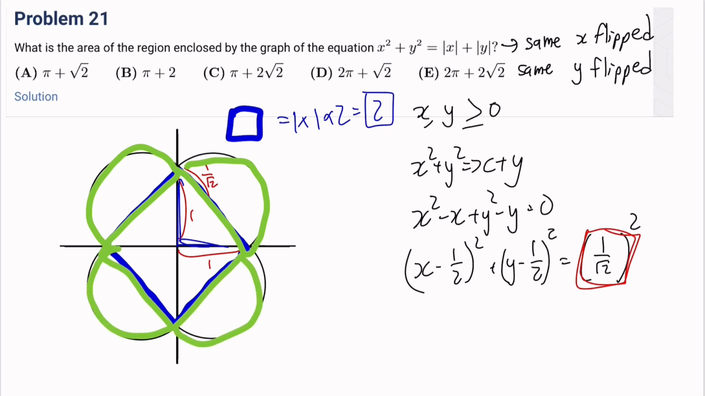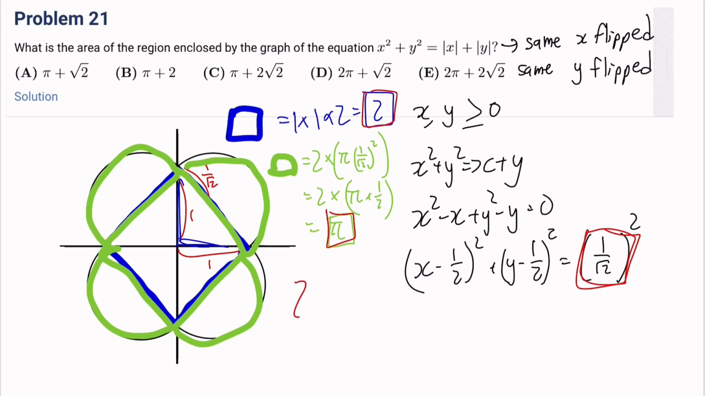And so since they have a radius of 1 over root 2, that's 2 full circles, right? So this would equal 2 full circles, so pi r squared, so (1 over root 2) squared, and so this is 2 times pi times 1/2, right? So this is pi, and so the full area of the region is 2 and pi together, that's 2 plus pi. The answer is B.